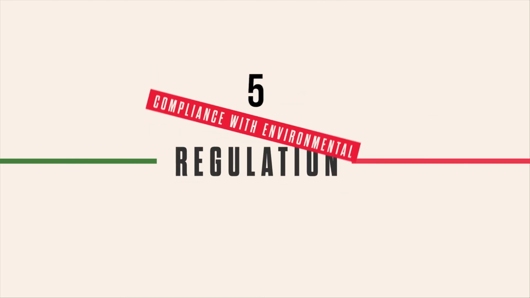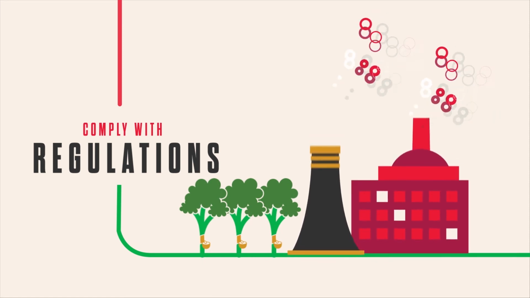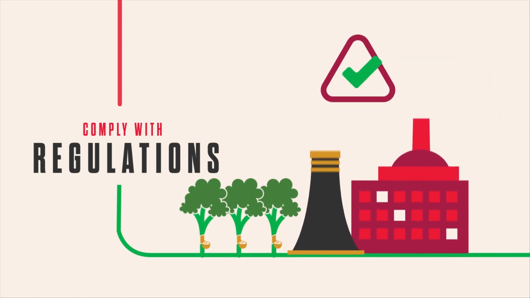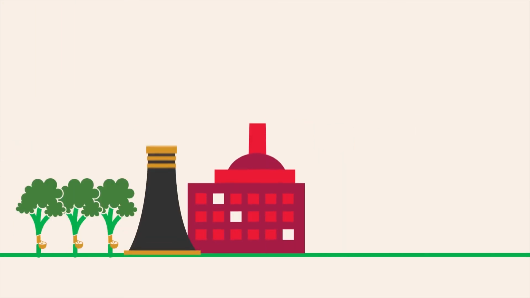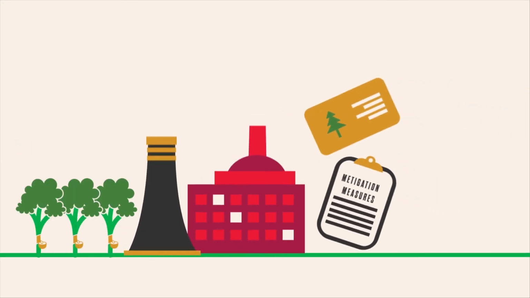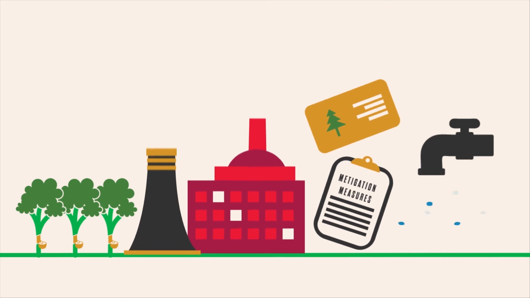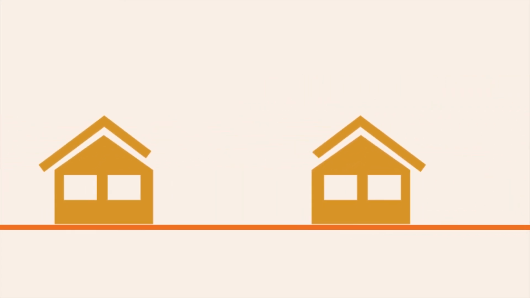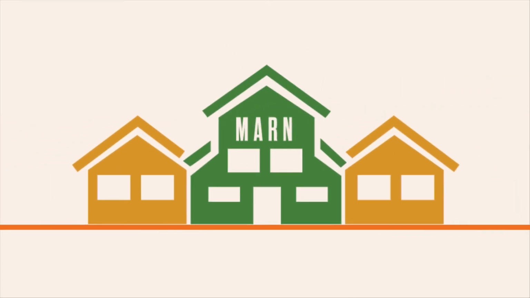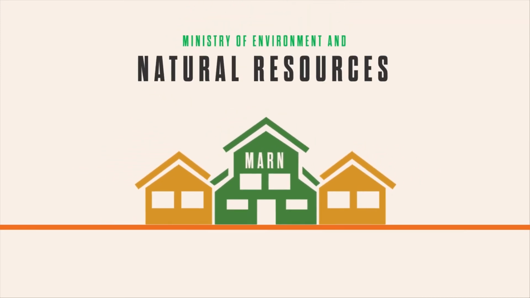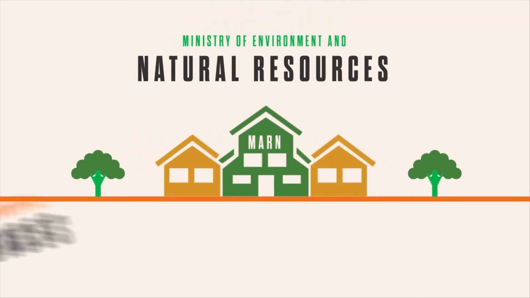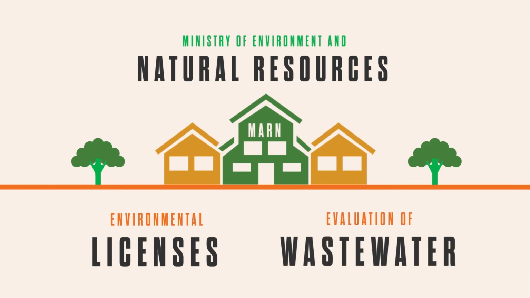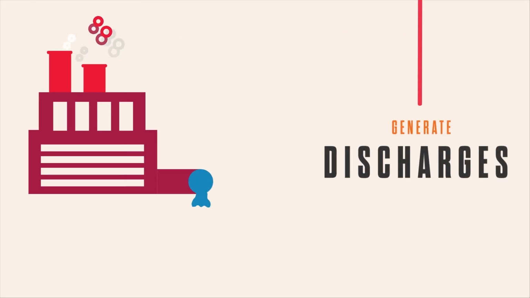Compliance with environmental regulation. The objective is for each natural rubber production unit to comply with current environmental regulation, conduct environmental impact studies, obtain an environmental license, have mitigation measures, and abide by the environmental rubber and wastewater guidelines. In Guatemala, this process is regulated by the Ministry of Environment and Natural Resources, which is the authority that governs the qualification of companies to obtain an environmental license and the evaluation of technical studies of wastewater for companies that generate discharges.